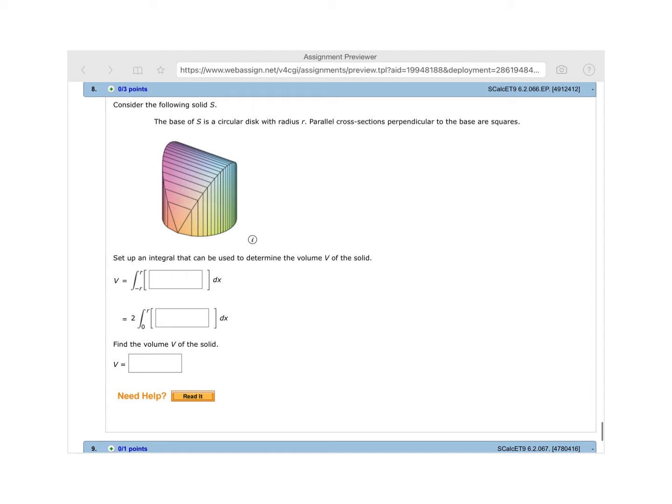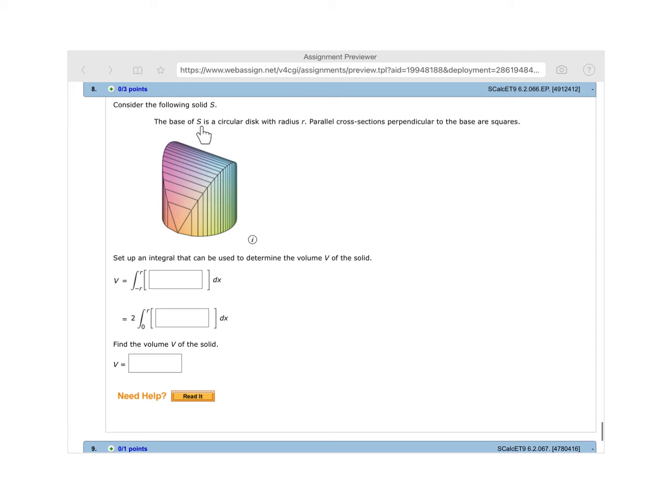Let's take a look at this problem. The nice part about this problem is you're already given a picture, a figure of this solid. So I think even if this figure were not given, you should still be able to solve this and also mentally picture what this looks like. All right, let's take a look at this problem.